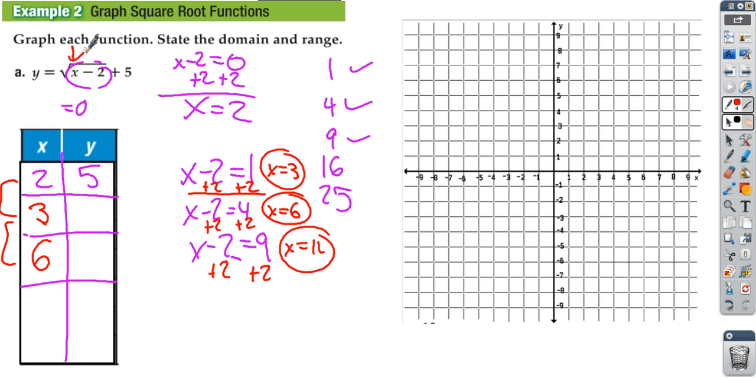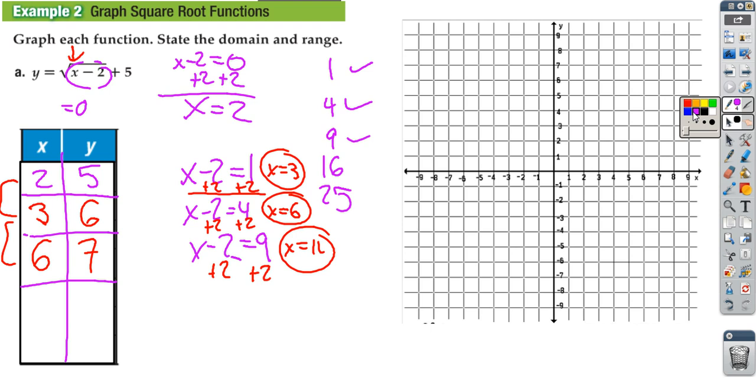So if we plug in 3 right here, 3 minus 2 is 1. Square root of 1 is 1. Plus 5 would be 6. And then if we plug in 6, the square root of 6 minus 2, that's the square root of 4, which is 2. 2 plus 5 is 7. So we can graph these points, but here's another way that you could have done that.